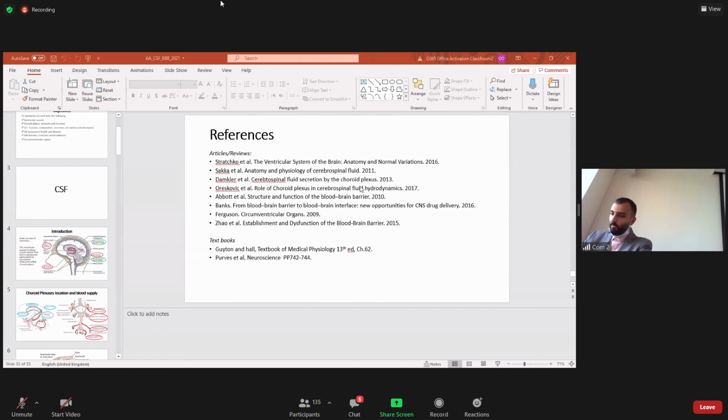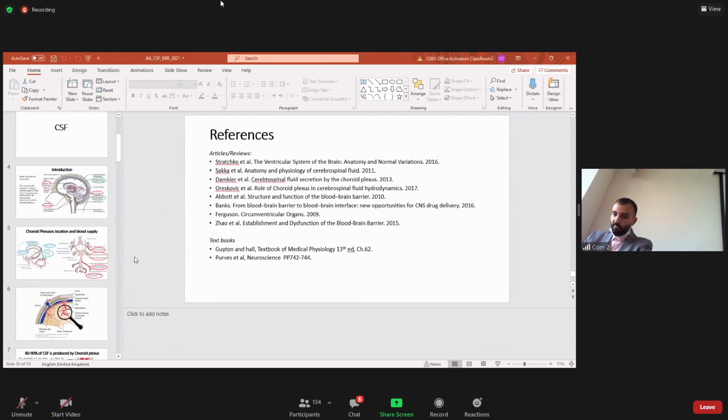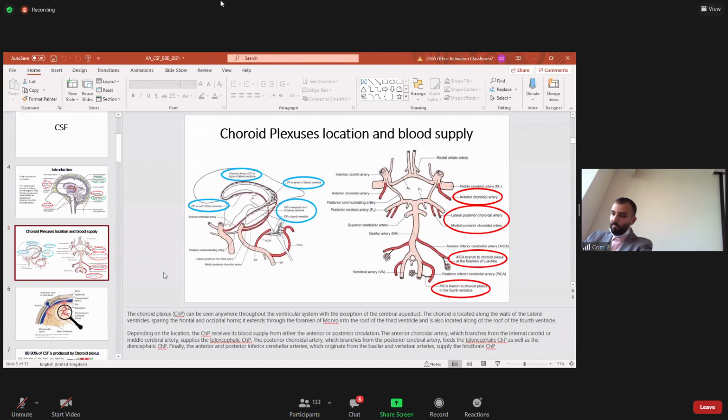Okay. What's the green? Can you repeat slide 5? Slide 5 is just showing the different choroid plexuses, which receive blood from different arteries depending on the location.